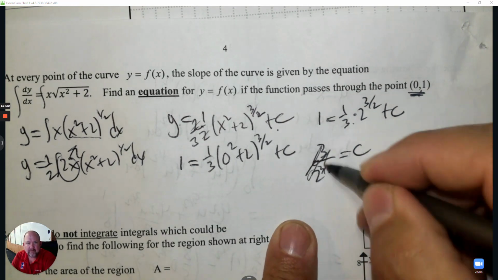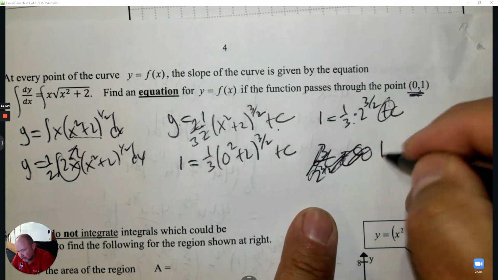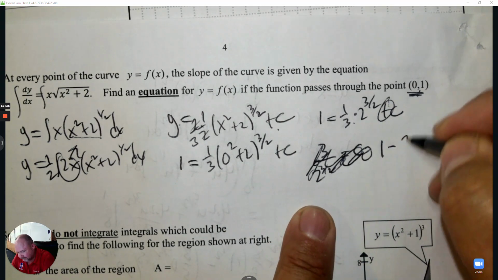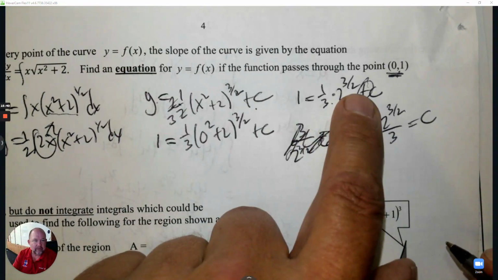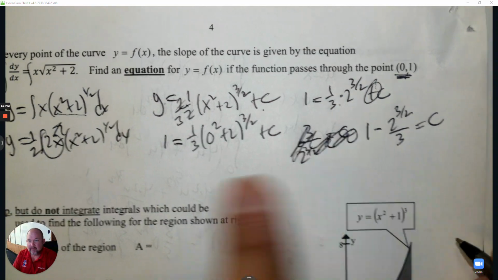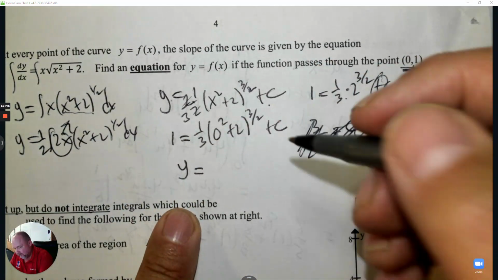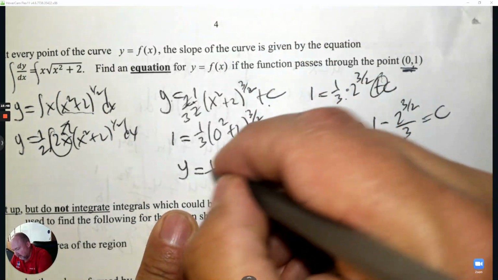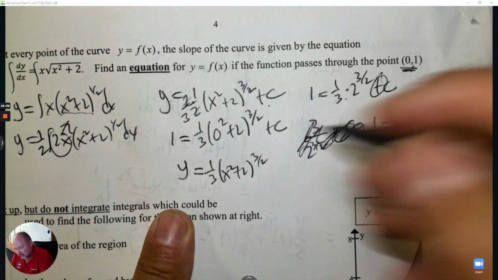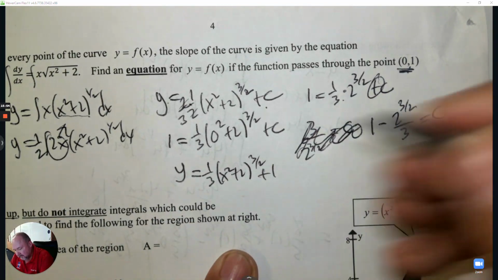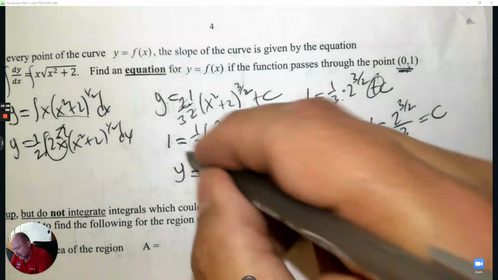Oh no, let's try that again. I'm just going to subtract. So it's 1 subtract. That's what C equals. Just subtract to get it by itself. And then put it all together. So it's Y equals, from here, 1/3 x squared plus 2 over 3 halves. And then C is 1 minus some ugly number. Just copy it down. And you did it.